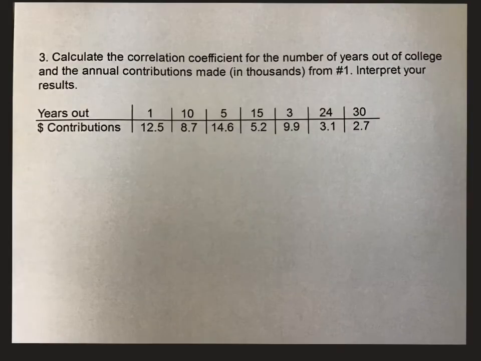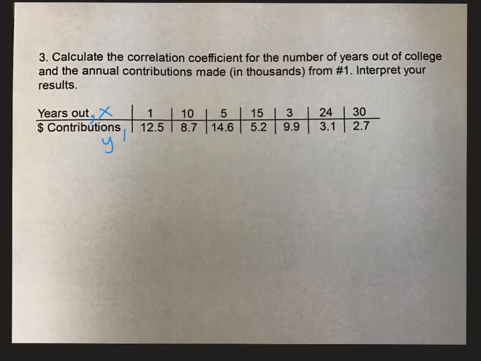In number 3, we're going to go ahead and calculate our correlation coefficient. So when you're doing this, you want to make sure that you're adding your sums appropriately. So we're taking that same data from number 1, the years out of college and the money contributions that those alumni are giving back. So our years out is still going to be our x values. Money contributions is still going to be our y values.